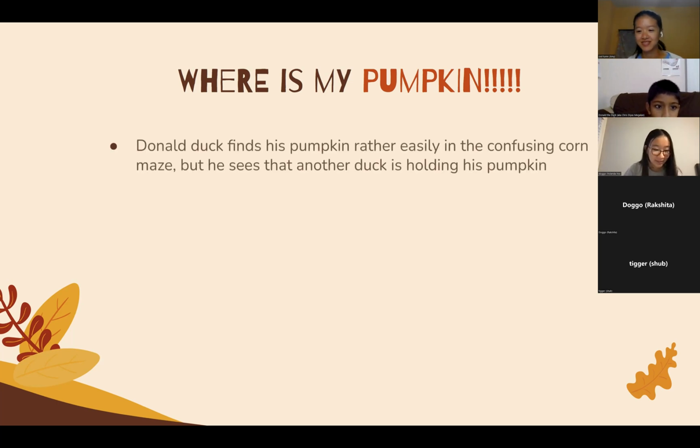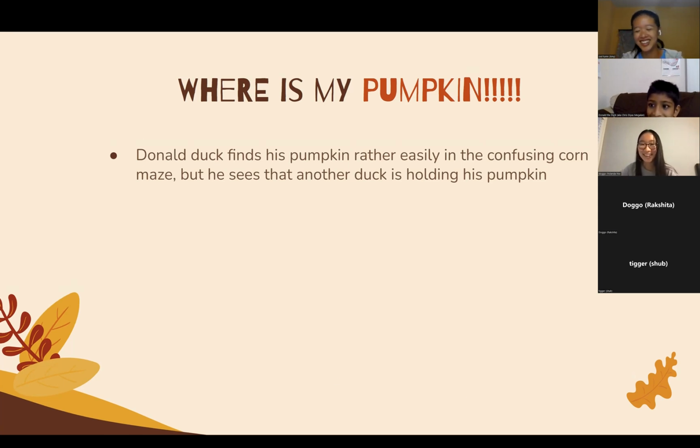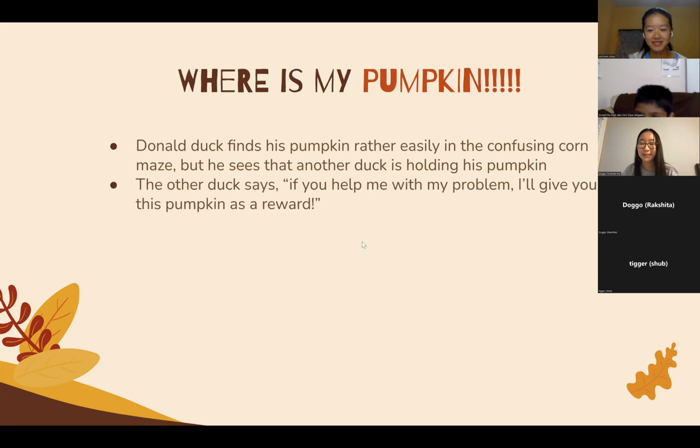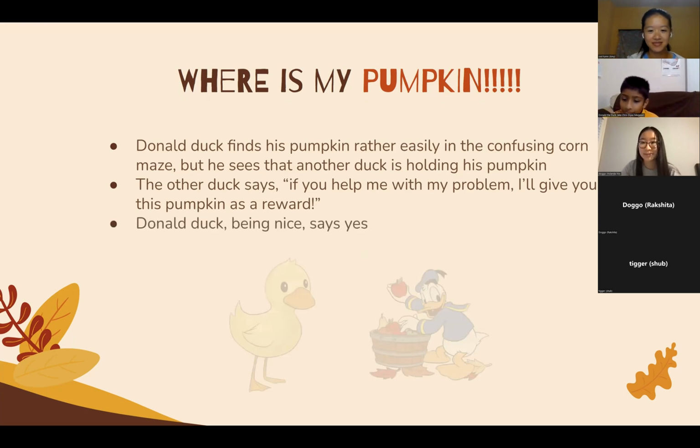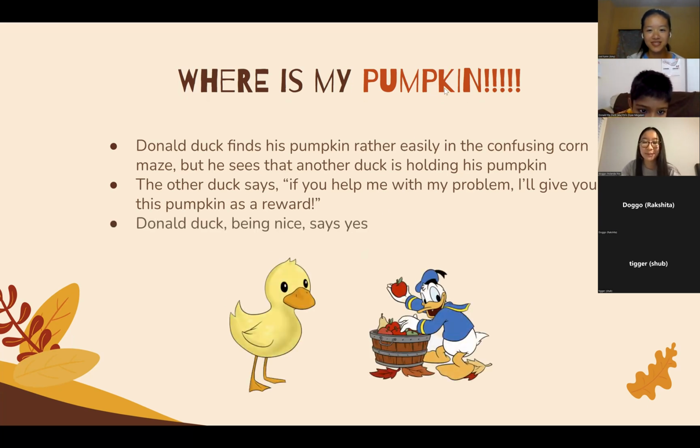Okay, so he finds his pumpkin rather easily, but there's another duck holding his pumpkin. So they're going to have a duck face-off. The duck says, oh, they're not going to have a duck face-off. They're going to cooperate. The other duck says, if you help me with my problem, I'll give you the pumpkin as a reward. And Donald Duck says yes, which is very surprising for Donald Duck, in my opinion.